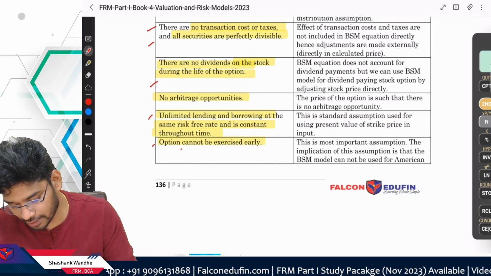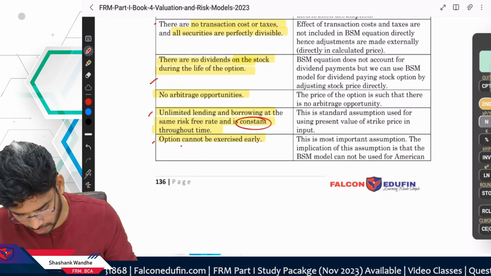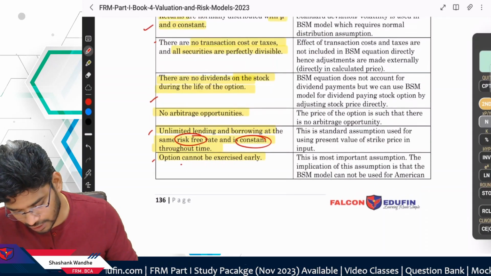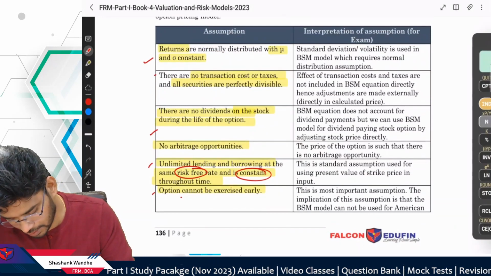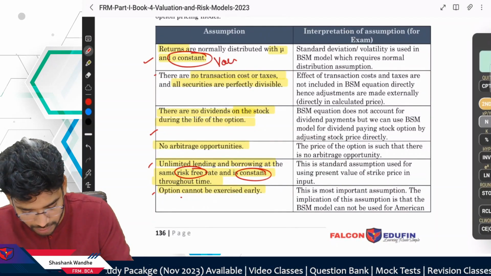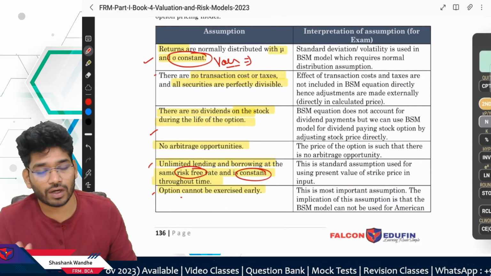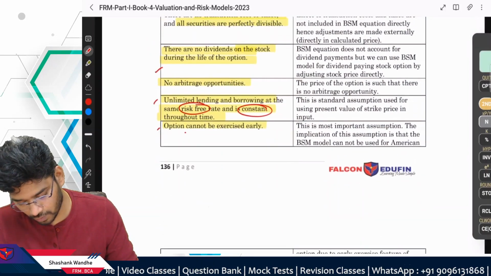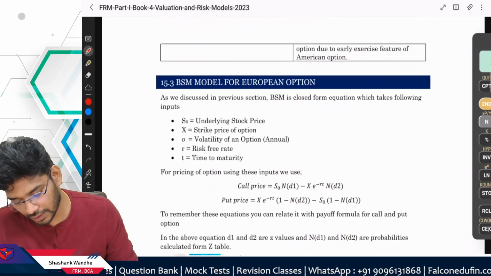Now, no transaction costs is easy to understand. The risk-free rate is constant, and there is one more assumption. Okay, the assumption is this: volatility is constant. In reality, volatility is changing, but we assume in the BSM model that volatility is constant. So there are two constants here. One, the risk-free rate is constant, and two, volatility is constant.